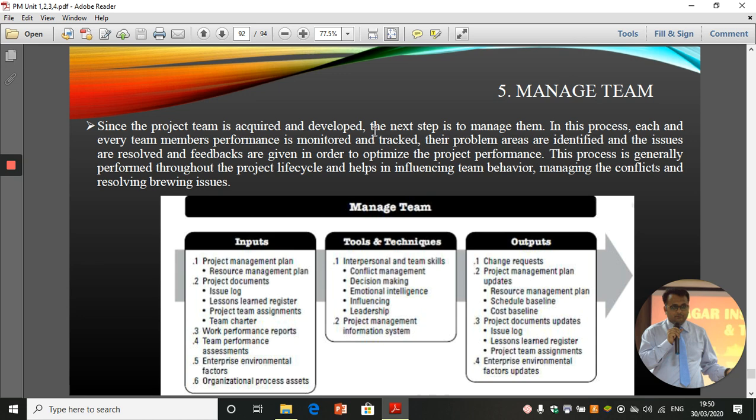resolving brewing issues. Again, you have inputs as project management plan, project documents, work performance reports, team performance assessments, enterprise environmental factors, organizational process assets, and the tools used are interpersonal and team skills, and project management information system. The outputs will be change requests, project management plan updates, project documents updates, and enterprise environmental factors updates.